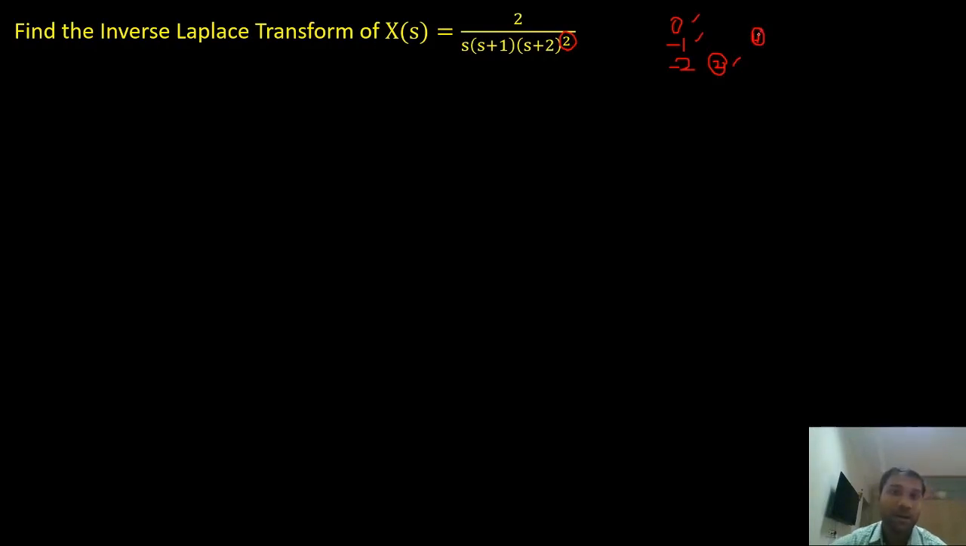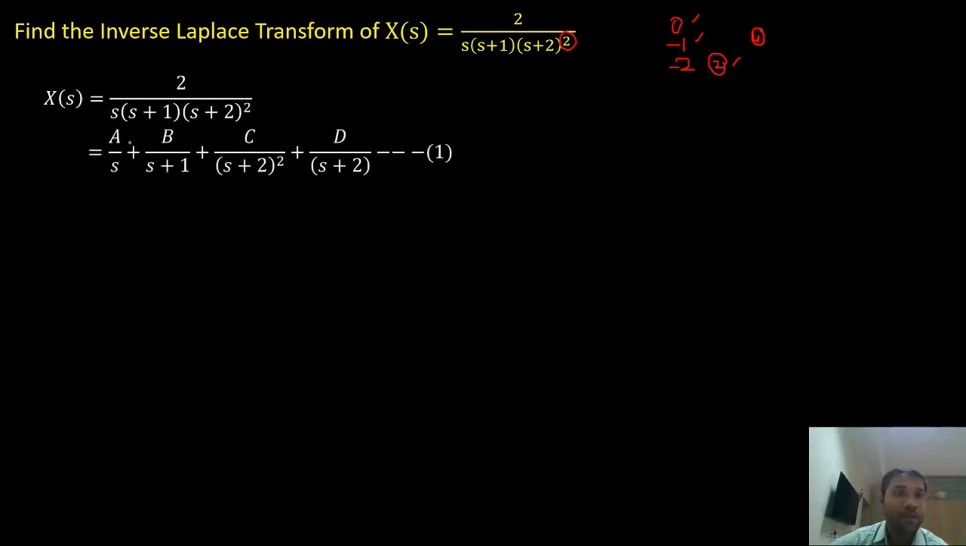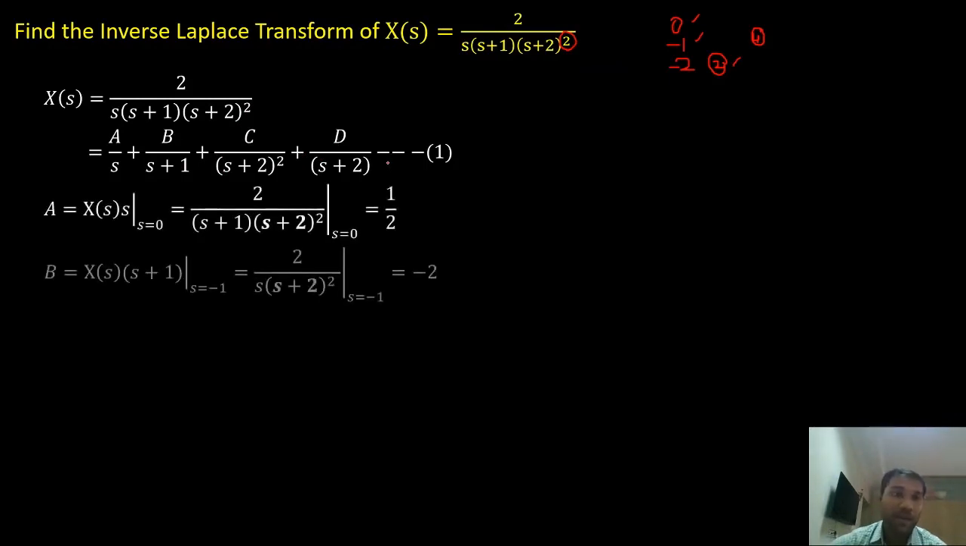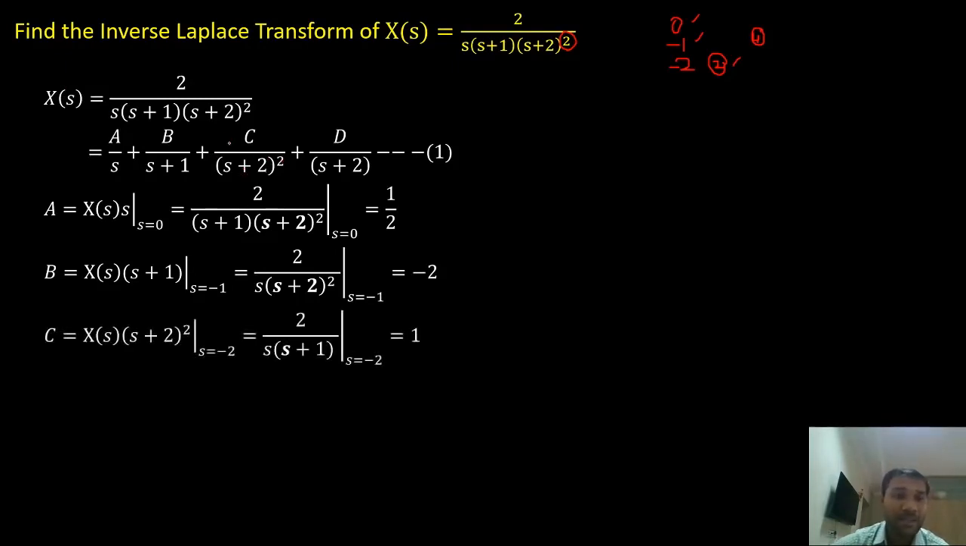So I'll write x of s as 4 different terms: a by s plus b by s plus 1 plus c by s plus 2 whole square plus d by s plus 2. Now I will calculate the values of a, b, c and d. If I have to calculate c, I will multiply x of s with s plus 2 whole square and substitute s is equals to minus 2.